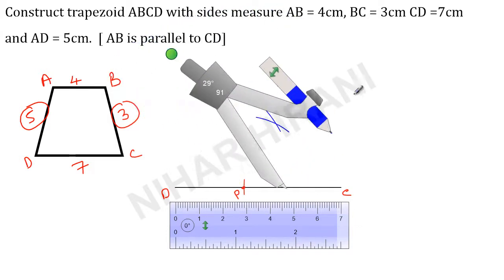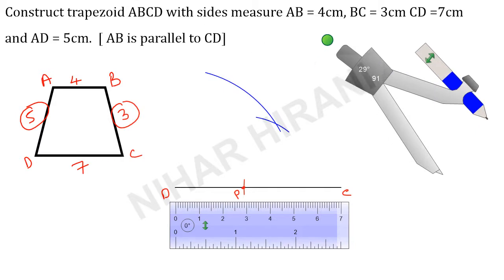So now I will make my AD. This is the point from which I can make AD. This is my point A. I will just stretch it. This is my AD. So why did I take measurements 5 and 3? Just because I wanted to find the location of A. So this is my A and this is AD, and that is 5 centimeter.